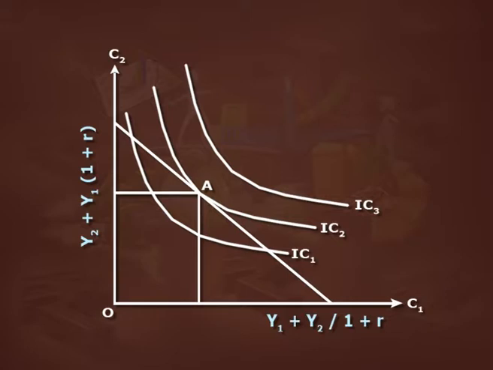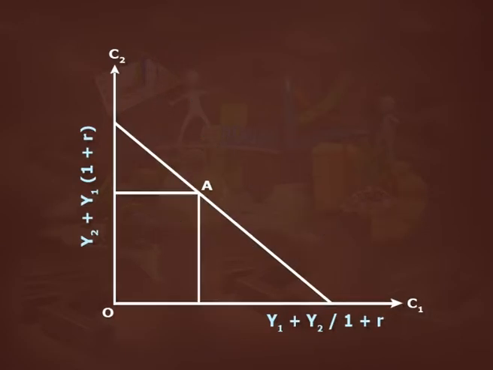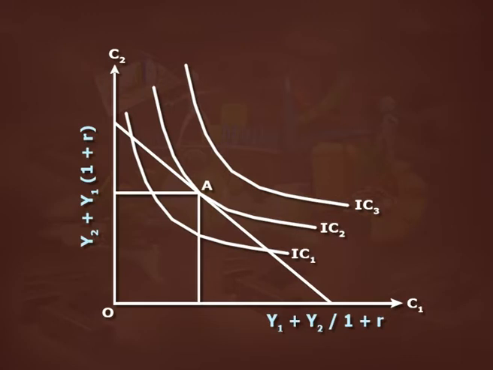In the figure, we can see that the x-axis represents C1 and the y-axis represents C2. The straight line curve, which is y2 plus y1 into 1 plus r, touches y1 plus y2 by 1 plus r. In this figure, 3 indifference curves are seen and the equilibrium point seen is point A.